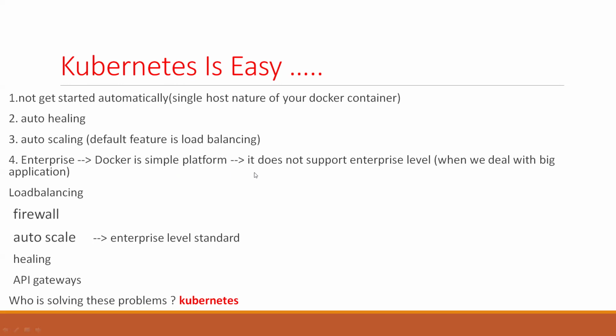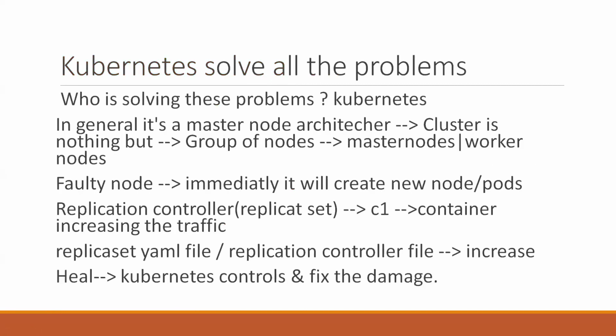Docker is a simple platform. It does not support enterprise level. When we deal with big applications, we need load balancing, firewall, auto scaling, healing, and API gateways. Who is solving these problems? Docker has no auto healing, no auto scaling, no load balancing, no firewall, and no API gateways. Kubernetes solves all these problems. In general, it is a master node architecture.